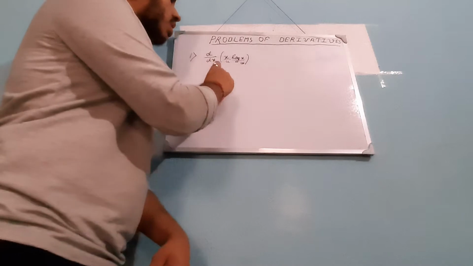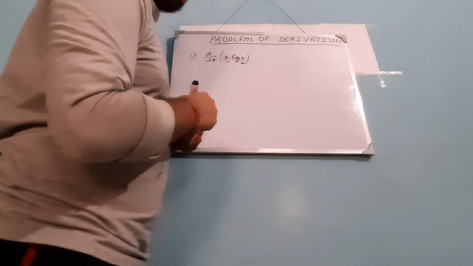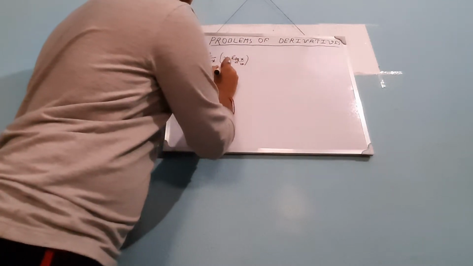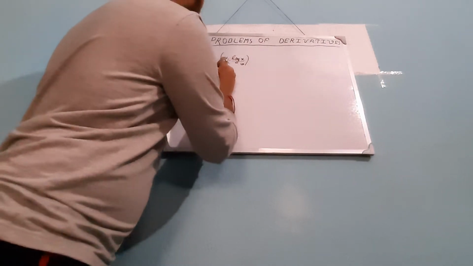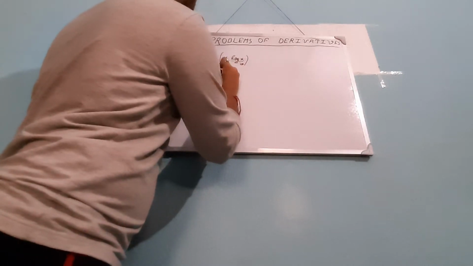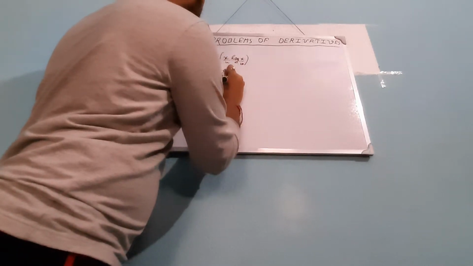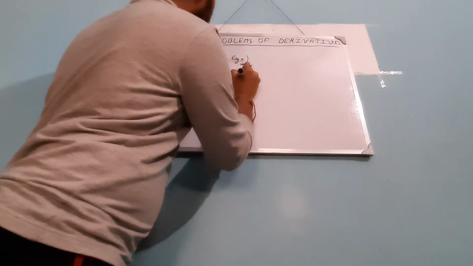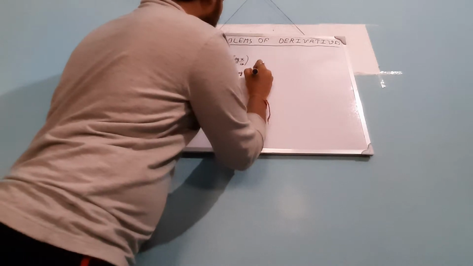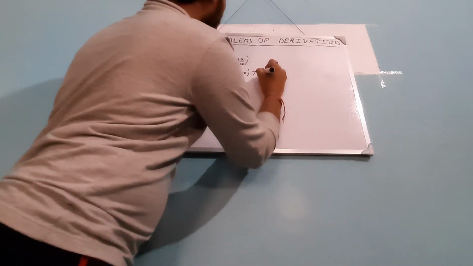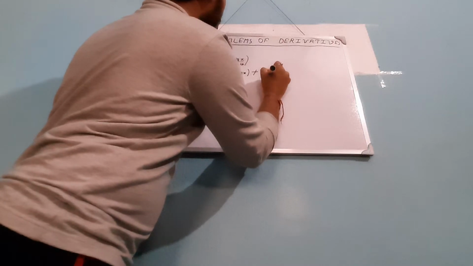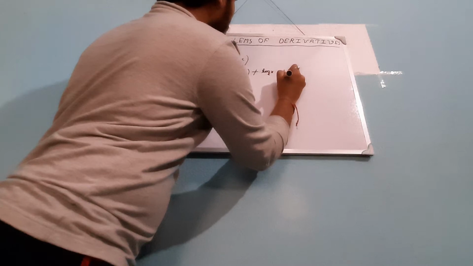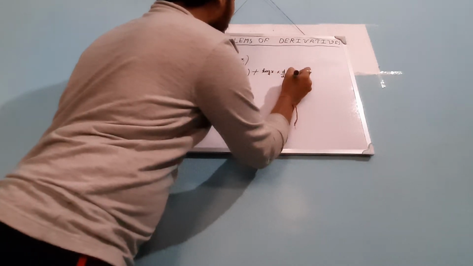So you know the formula of dy/dx of uv: u into dy/dx of v plus v into the derivative of u. So x into dy/dx of log x, plus log x into dy/dx of x, the derivative.